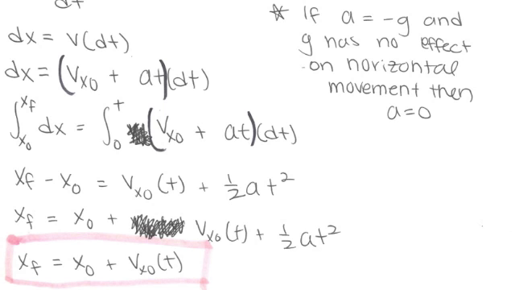We know that a has no effect on horizontal movement and it equals 0, so when we plug that in for a, we get x final equals x initial plus vx initial times time.